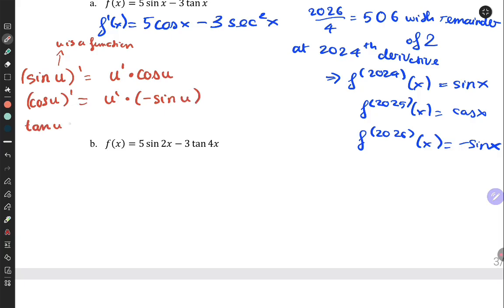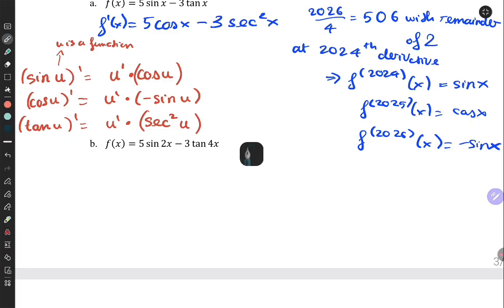Tangent of u is u prime again. So technically, if you have the derivative of a function, you bring the derivative of that function to the front and multiply it by the derivative of the outer function. Tangent's derivative is secant squared, but not of x, secant squared of u. All of these are the chain rule, which we're going to discuss in depth in 2.5. Now we're just going to use the result, one by one.